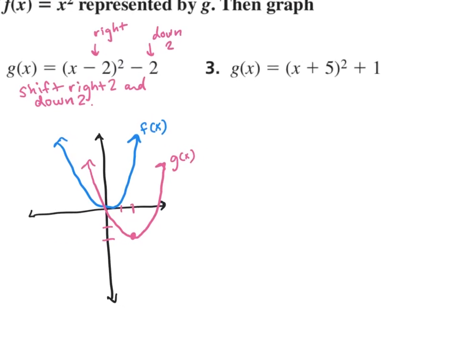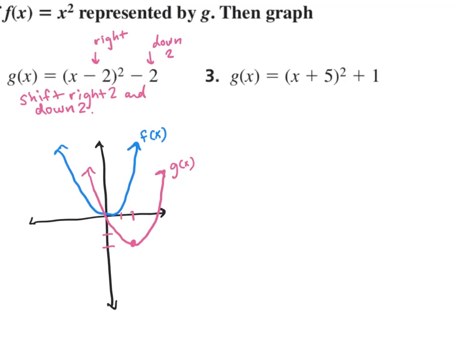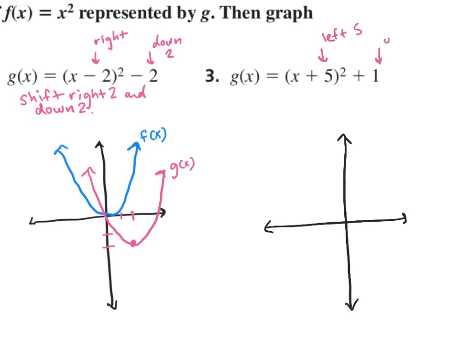All right, let's look at number 3. What shifts are happening here? What transformations are happening here? To the left 5 and up 1. Perfect. Left 5 and up 1.